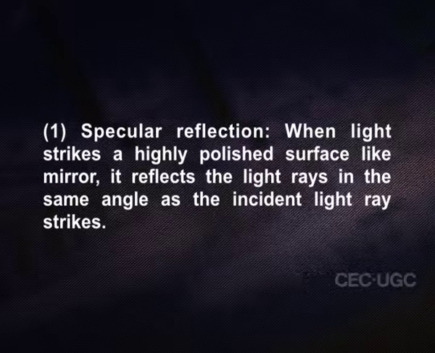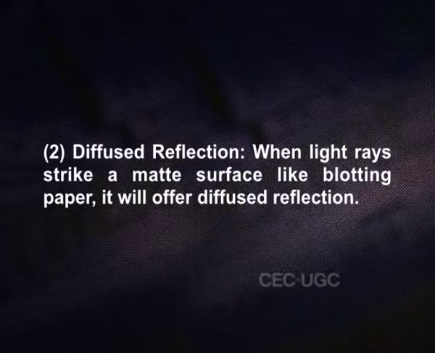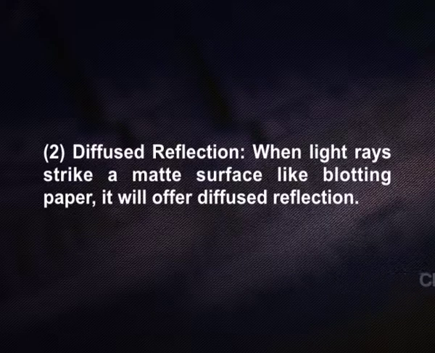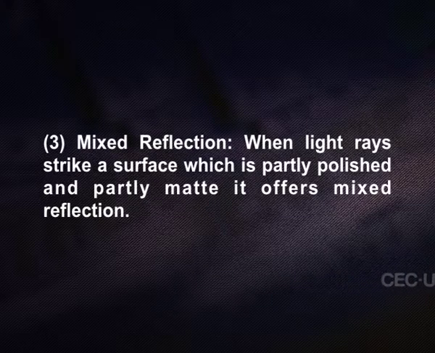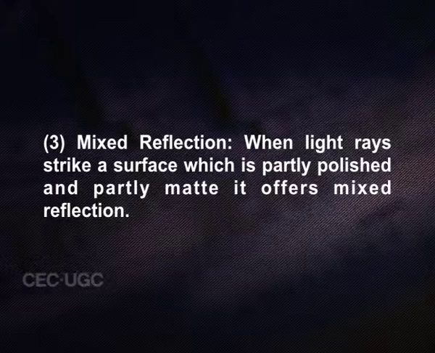Specular reflection. When light strikes a highly polished surface like a mirror, it reflects the light rays at the same angle as the incident light ray strikes. This is called specular reflection. Diffused reflection. When light rays strike a matte surface like blotting paper, it will offer diffused reflection. Mixed reflection. When light rays strike a surface which is partly polished and partly matte, it offers mixed reflection.